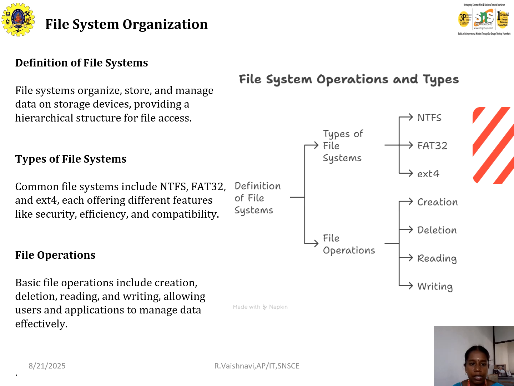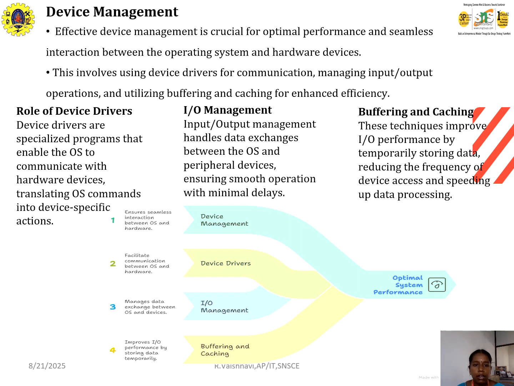Next one, file system organization. In file system organization, it will organize, store, and manage the data in the storage devices, providing the hierarchical structure for the file access. In the file types, we have some types of files, that is NTFS, FAT32, and then ext4, each offering different features like security, efficiency, and compatibility. And then file operations, which include creation, deletion, reading, writing, and allowing the users and applications to manage the data efficiently.